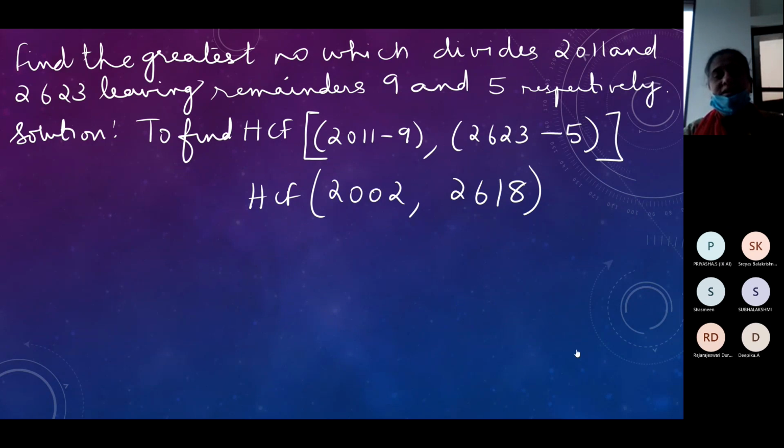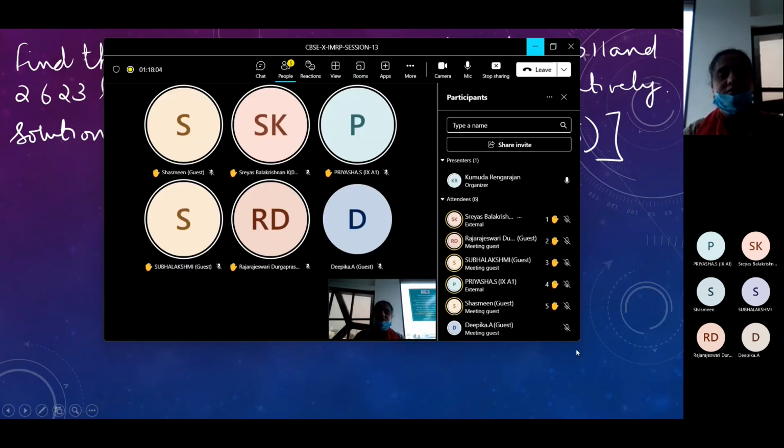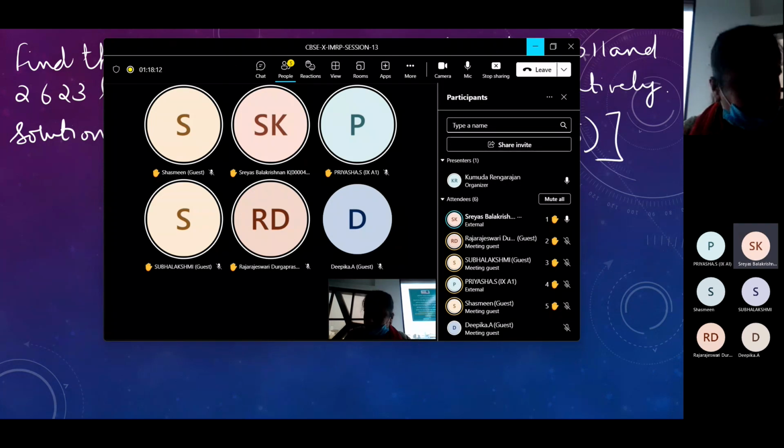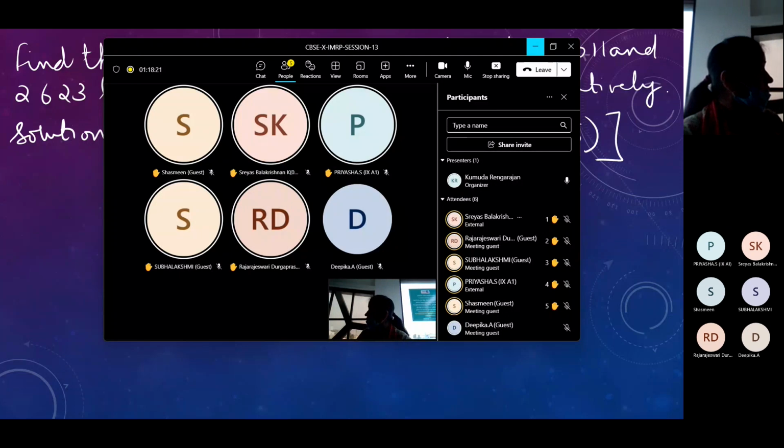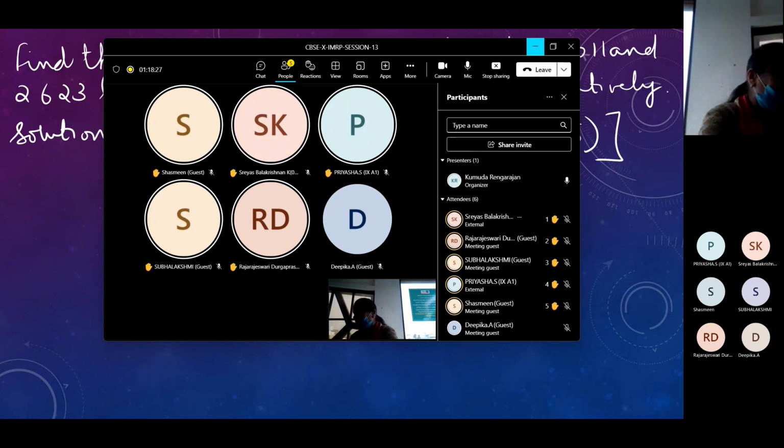Yes, anybody online can tell me the HCF of these two numbers? Is it 77? 77, no. 22. You also got 22? Have I not written the numbers correctly?